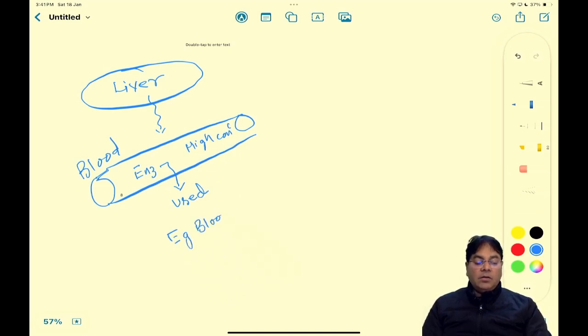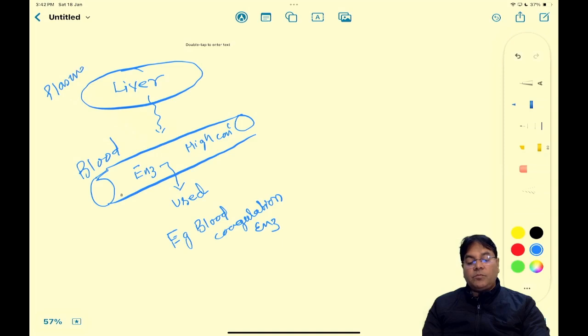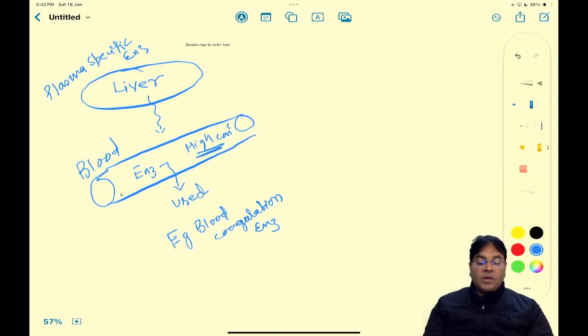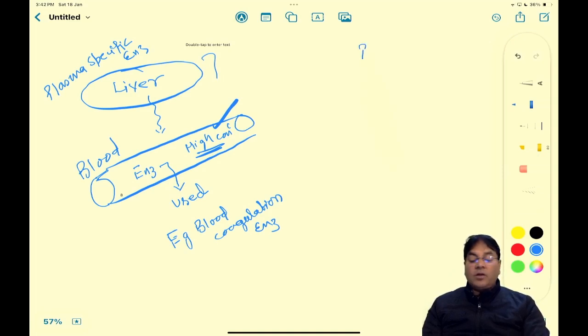blood coagulation enzymes. This is one of the examples of the plasma specific enzymes. So they are present in high concentration in the blood plasma. If, because of certain defects or disease, their concentration becomes low in the blood, then it is an indication of a problem. Certain other enzymes are called plasma non-specific enzymes.